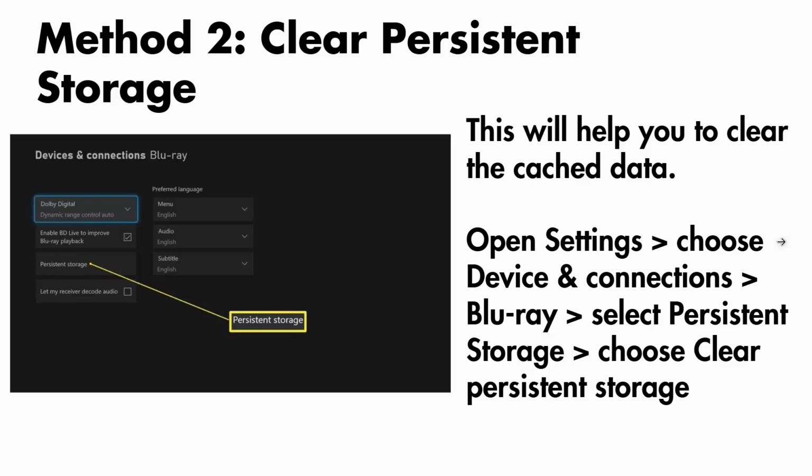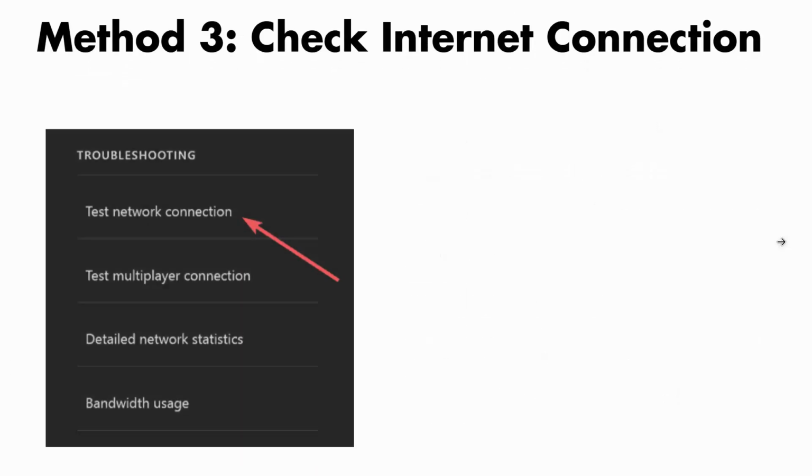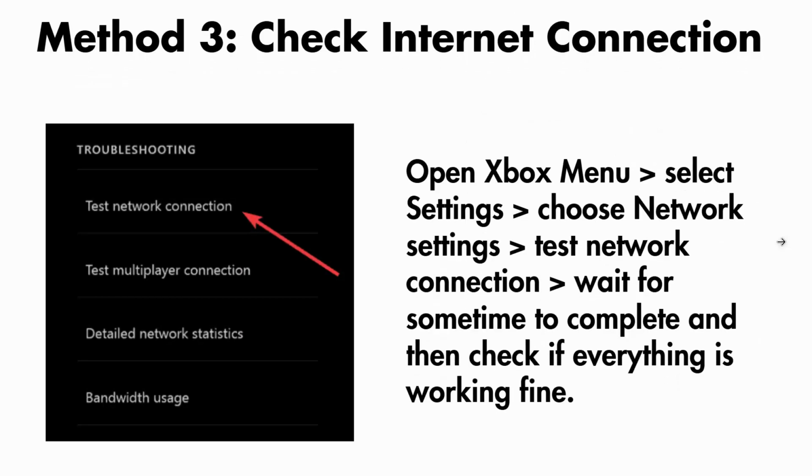Next method is to check the internet connection. For that, open the Xbox menu, select settings, then choose network settings. Now click on test network connection. Then wait for some time for it to complete and then check if everything is working fine.